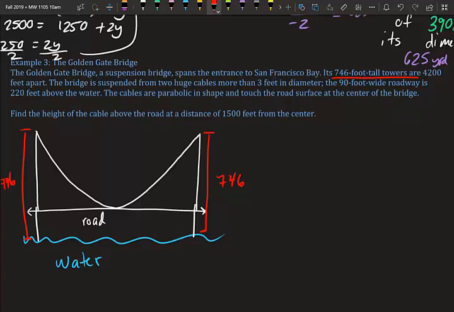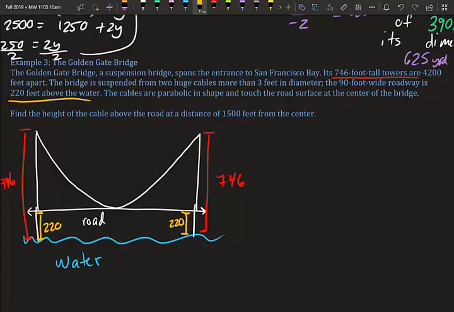Okay, I don't care about that. I don't care how wide the road is. But it says the road is 220 feet above the water. So the road to the water is 220 feet. Isn't that crazy? You're just 200 feet above the water when you're driving on the Golden Gate Bridge. I've always wanted to drive it.